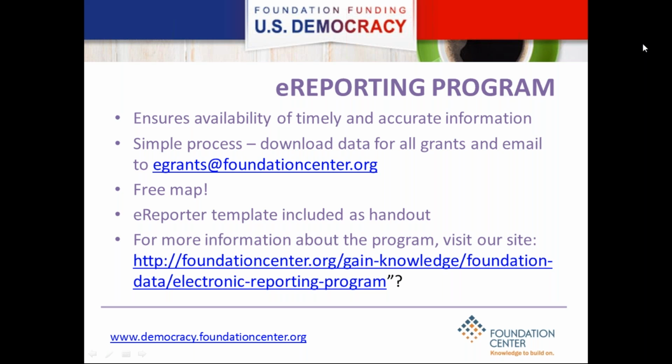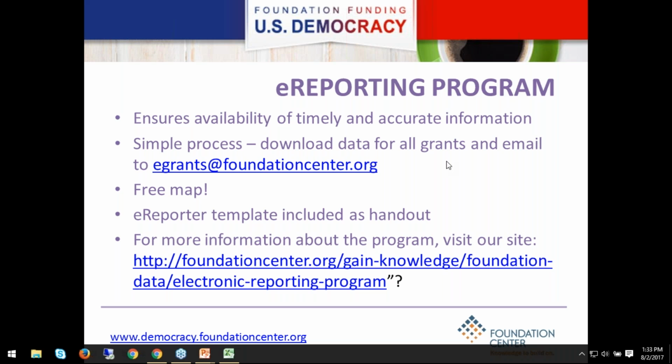It's as simple as downloading an Excel spreadsheet of your full grants list from your grants management software and emailing it to us at egrants@foundationcenter.org. That email address also appears on the slides. And when you do so, we request that you submit your full grants list. We also provide the option to flag those grants that you'd like to see in the democracy tool, but there's no need to isolate those grants in your submission.